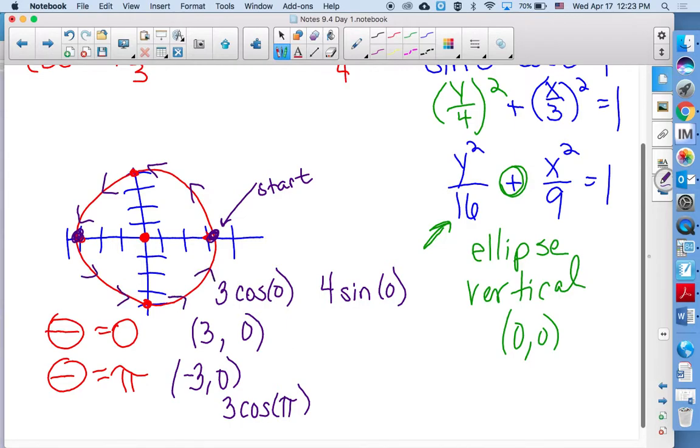How do you know it doesn't go down and to the left? Really, we should probably find an angle in between to know for sure. But if we found the pi over 2 angle, it would take us up to the top. Questions?